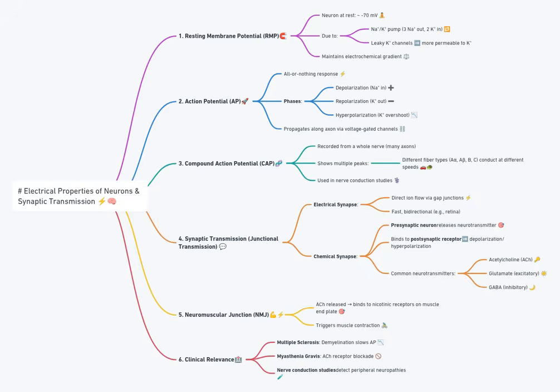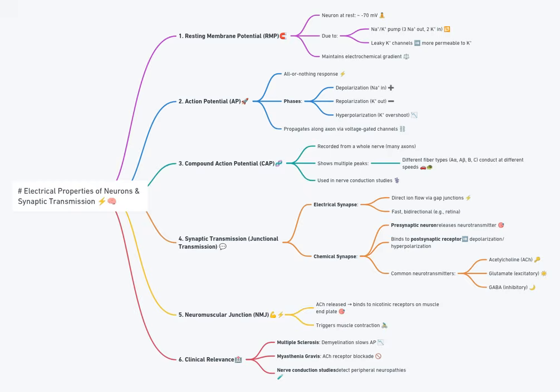When multiple axons in a nerve are activated simultaneously, their individual action potentials summate to produce a compound action potential. This is the summed electrical activity recorded from a bundle of nerve fibers. The compound action potential reflects the number of fibers activated, their conduction velocity, and synchrony. It is a valuable measure in electrophysiological studies and clinical nerve conduction tests.